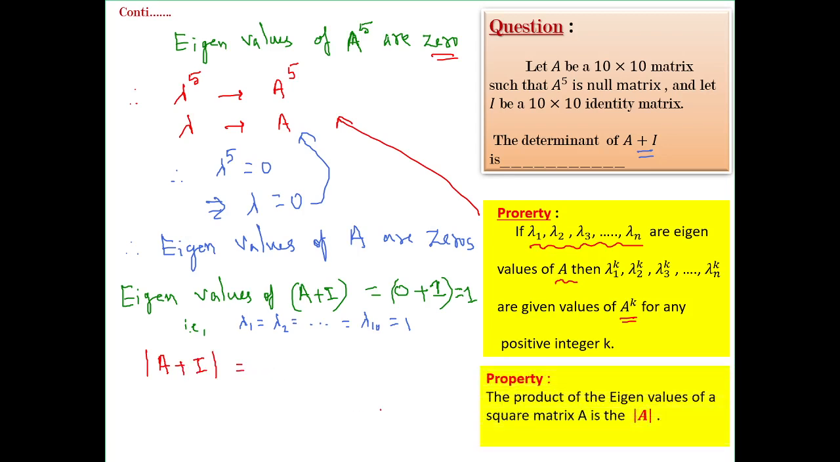By this property, the product of eigenvalues is nothing but the determinant of a square matrix. So the determinant of a matrix is the product of its eigenvalues. This entire matrix has eigenvalues lambda 1, lambda 2, up to lambda 10, so I want their product, which is 1 into 1 into 1 up to 1. So how much? 1. Therefore the answer is 1. The determinant of A plus I is 1.